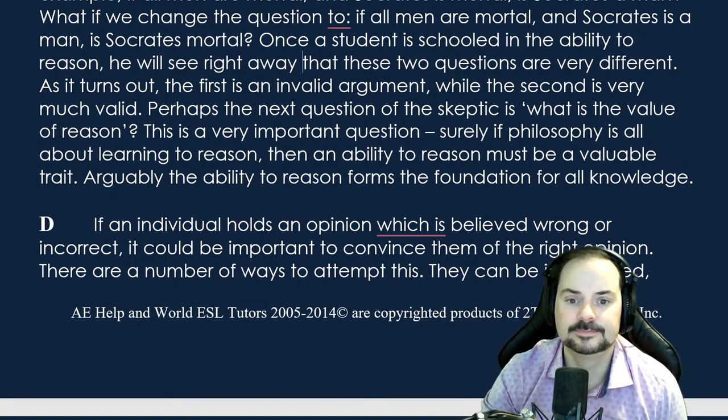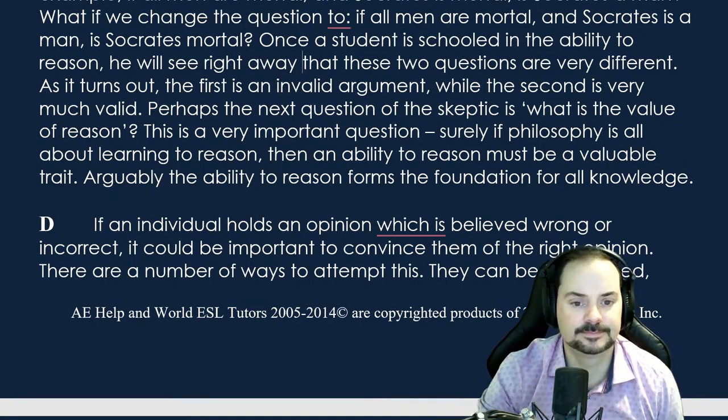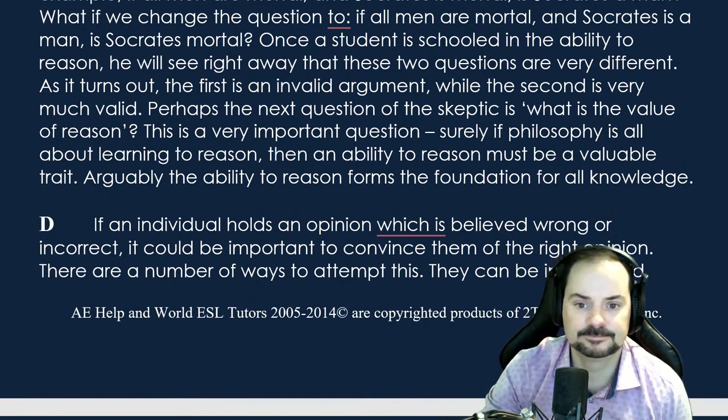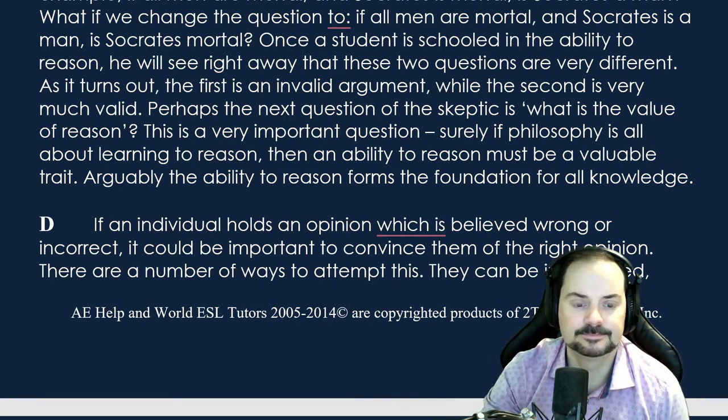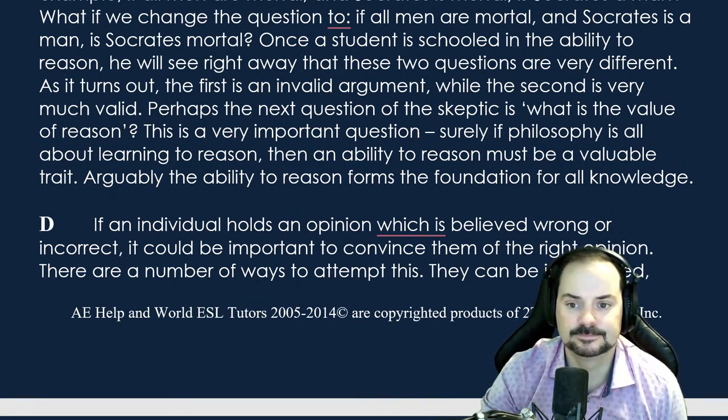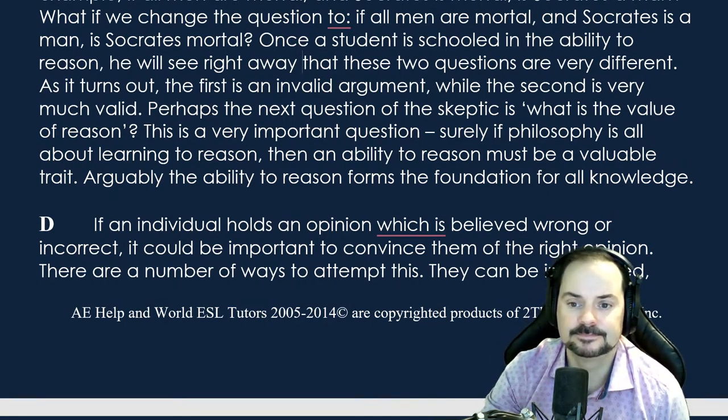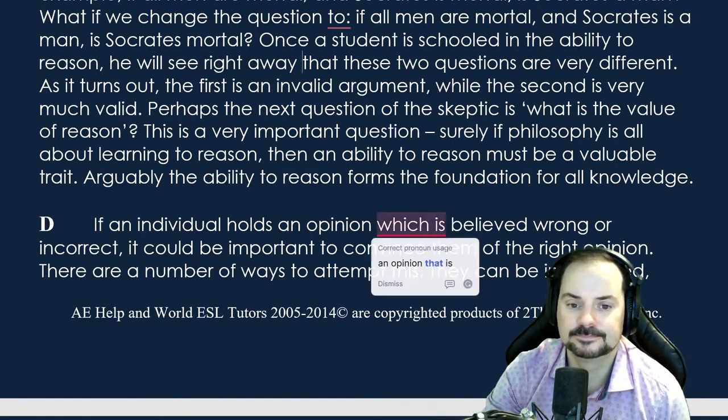Perhaps the next question of the skeptic is, what is the value of reason? This is a very important question. Surely, if philosophy is all about learning to reason, then an ability to reason must be a valuable trait. Arguably, the ability to reason forms the foundation for all knowledge.